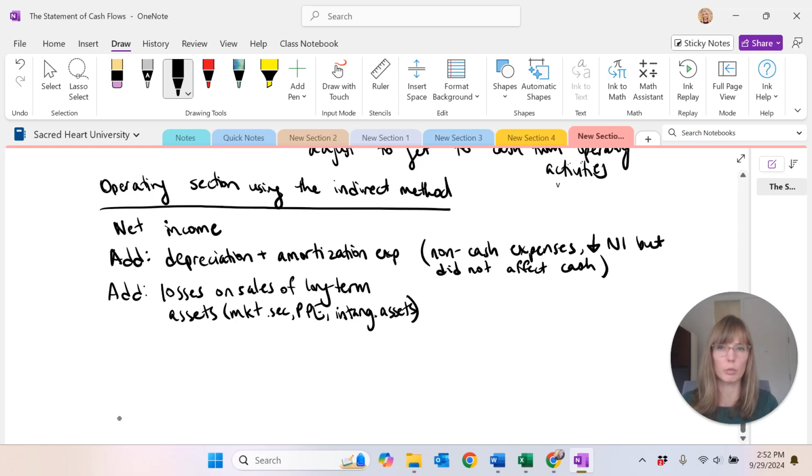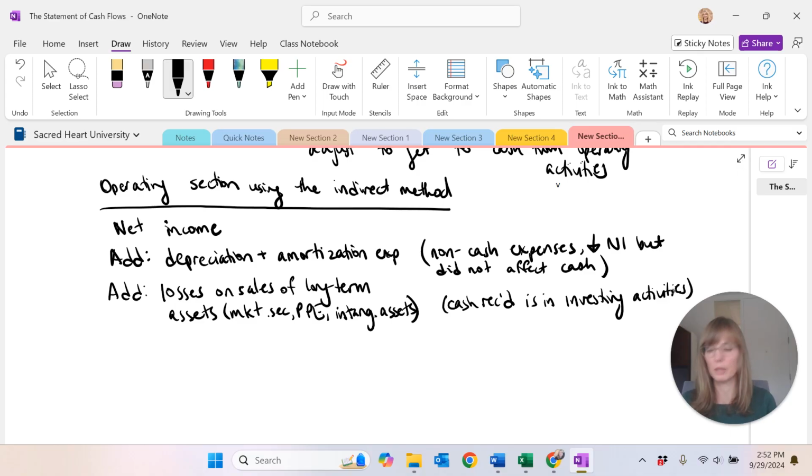So I'm just going to write a note here, that any cash received related to these long-term assets is in investing activities. But take out any loss from that net income, and likewise do the opposite, subtract any gains on sales of assets. All right, so we're just reversing these things that did not affect cash from operating activities.